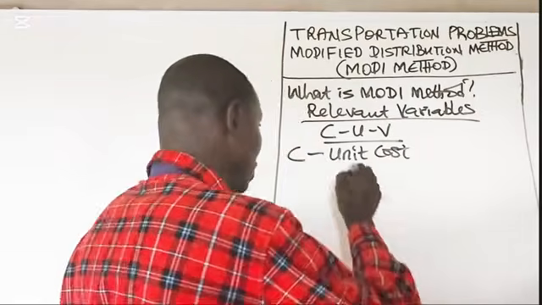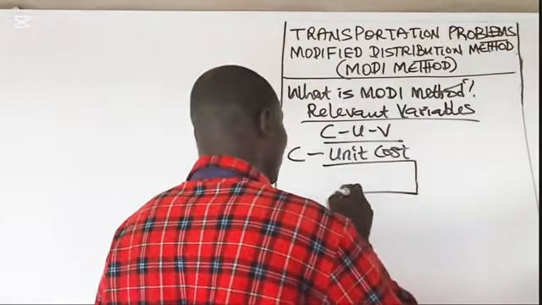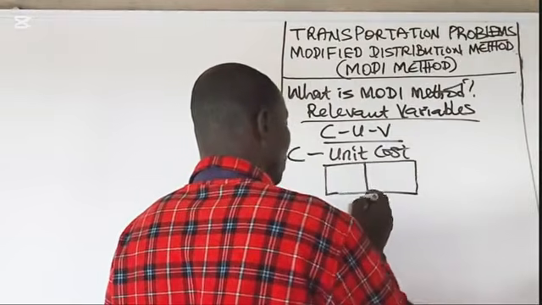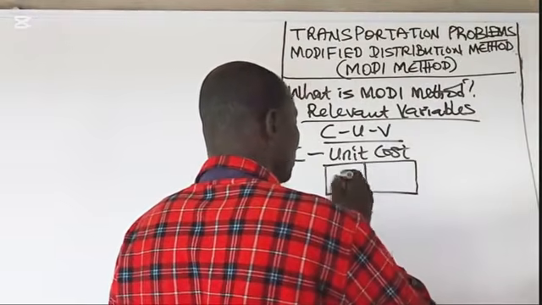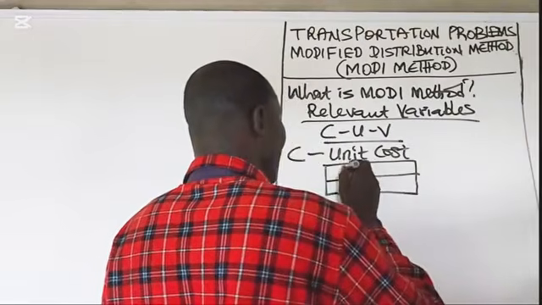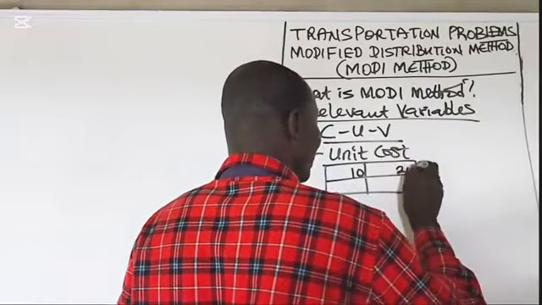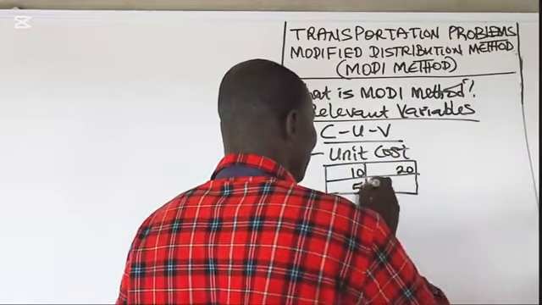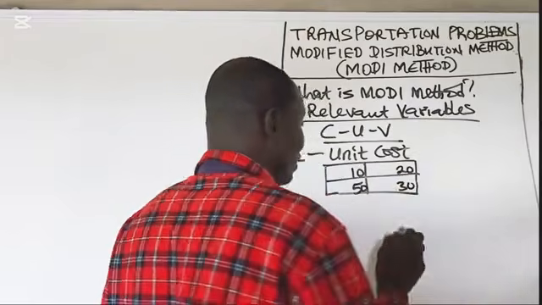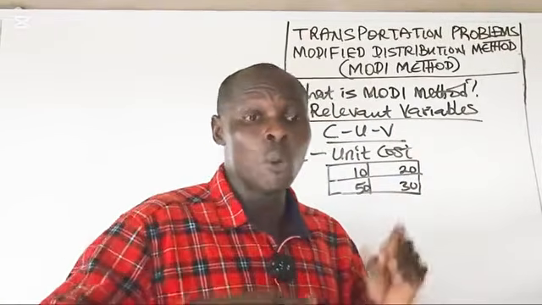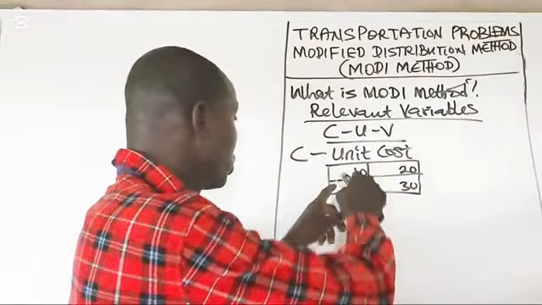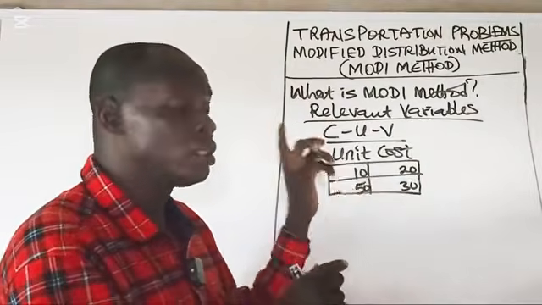You have a transportation table. We have a number of cells in the transportation table. In these cells, you may see a value, maybe 10, 20, 5, 50, and 30. It represents the cost to move one unit. So these are costs to move one unit.